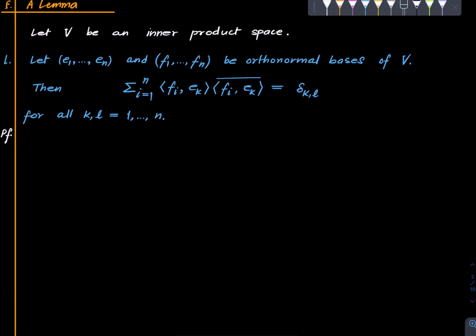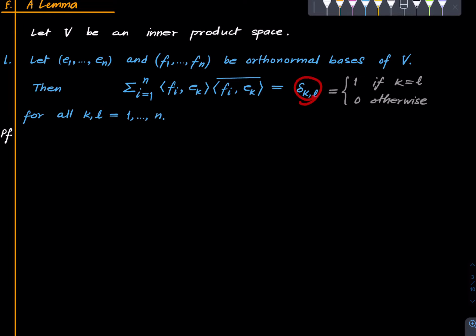So first we will prove a technical looking lemma. Fix an inner product space V, and let's say we have two orthonormal bases of V. Then this meaningless looking sum is equal to that quantity. What is that quantity? That is the Kronecker delta, which is defined as 1 if k is l and 0 otherwise. So it's just a convenient notation.